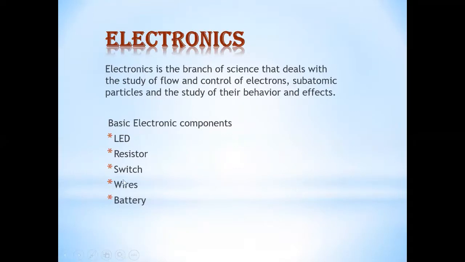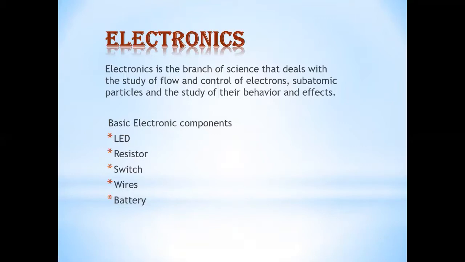And before starting with the basic circuit, let us find out exactly what electronics is. Electronics is a branch of science that deals with the study of the flow of electrons, and electrons are subatomic particles. That means an atom has three parts: electrons, protons and neutrons. And electrons move when there is some kind of voltage difference.